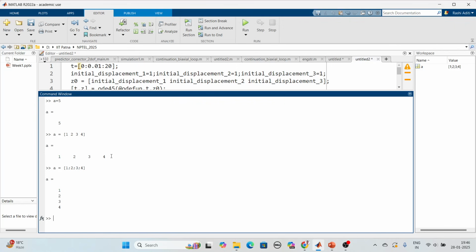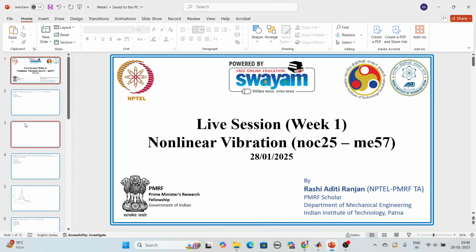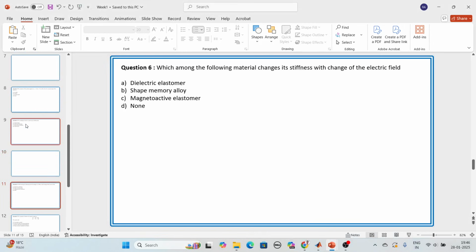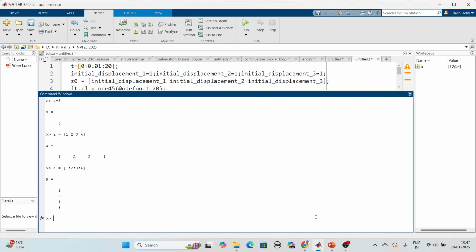Okay. Now here's my PPT. We were on this question, right? So we had a matrix that we had to find the eigenvalues of, which is [-3, 4; -7, -2]. We'll write it in MATLAB.